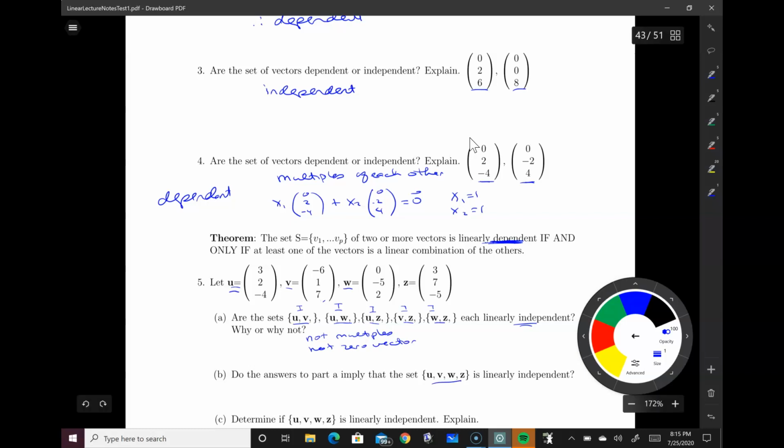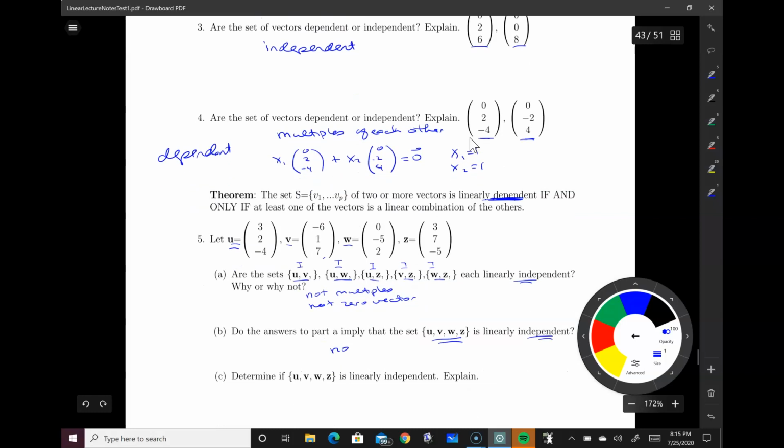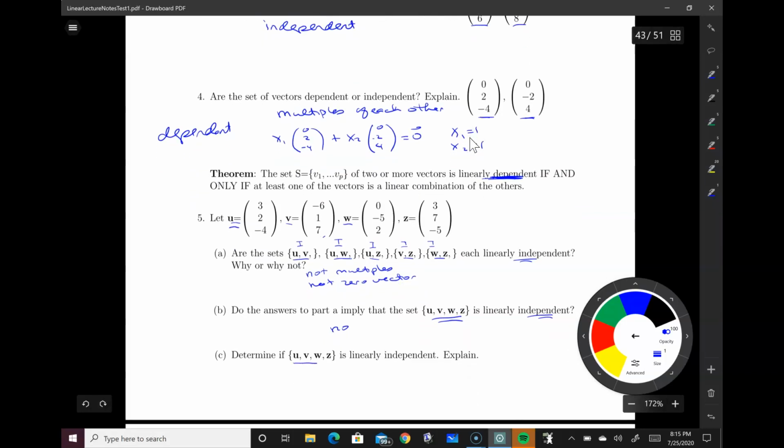Does that mean that this whole set is linearly independent? No, it does not. So determine, is this set of 4 vectors independent? It is not, because I have more vectors than entries. I have 4 vectors in R3, so that means they're dependent.